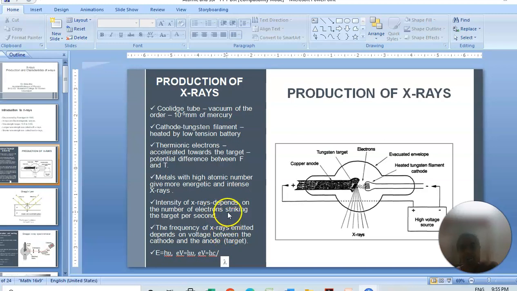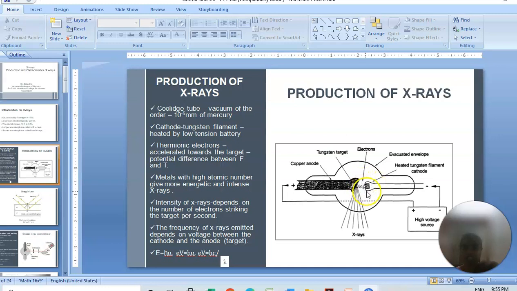How can the intensity be controlled? The intensity of X-rays depends on the number of electrons striking the target material per second, coming out from the filament. The number of electrons given out by the filament is proportional to its temperature. When the temperature increases, more electrons come out. When the temperature decreases, fewer electrons come out from the filament.